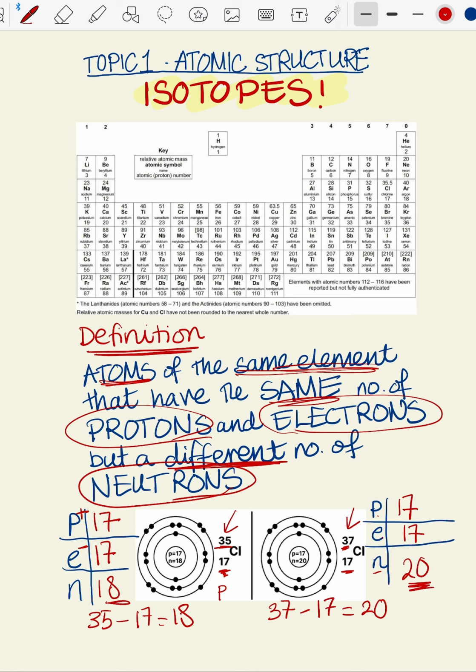So each atom of this element, which is chlorine 35 and chlorine 37, has the same number of protons and the same number of electrons, but where the isotopes are different is in terms of their neutrons.